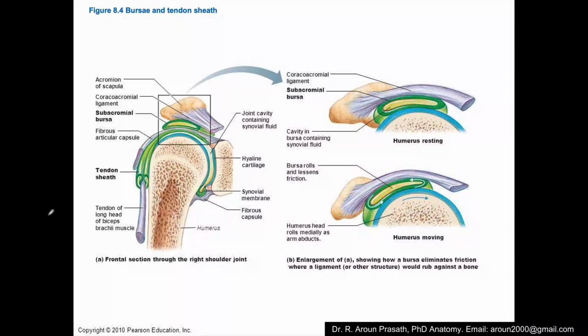Okay, I will show you here. What you see here is a synovial joint, and this is the articulating surface. Let me draw. This is the articulating surface of the head. This is another articulating surface. So this is a joint capsule, and here you have the bursa.